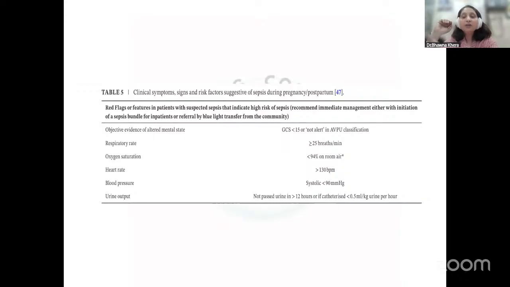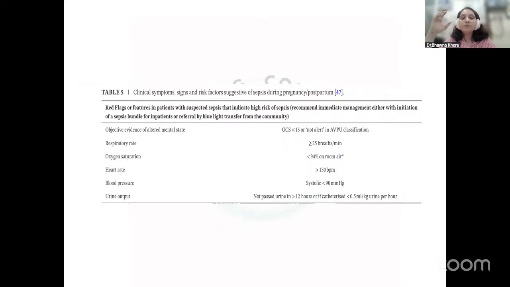We recommend immediate management, either with the initiation of the sepsis bundle for inpatients. For inpatients, you will immediately shift onto the sepsis bundle. For the patient in the community, she needs to be immediately transferred to the hospital. Now, what are the red flag features?